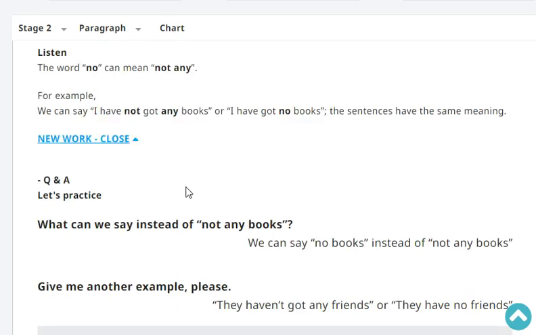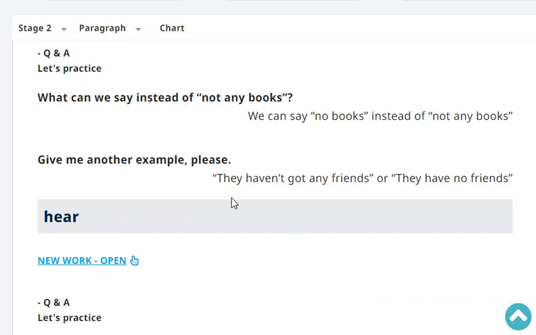Let's practice. What can we say instead of not any books? We can say no books instead of not any books. Very good. Give me an example, please. They haven't got any friends, or they have no friends. Very good.